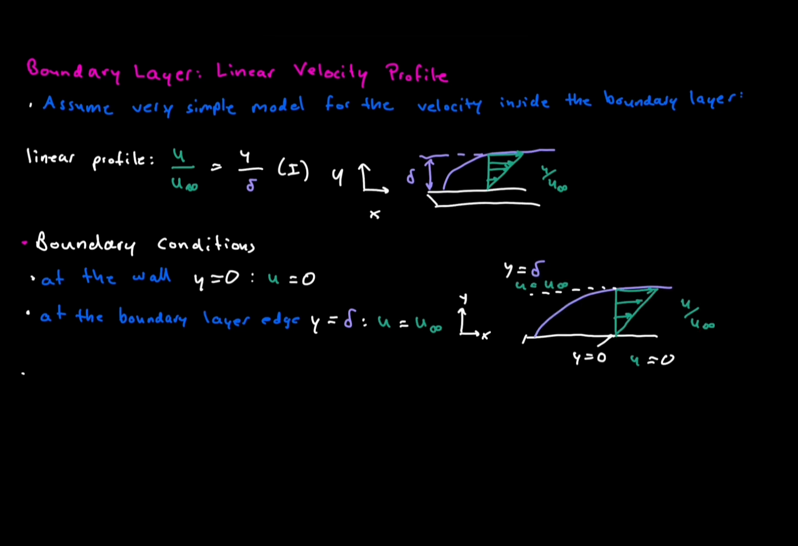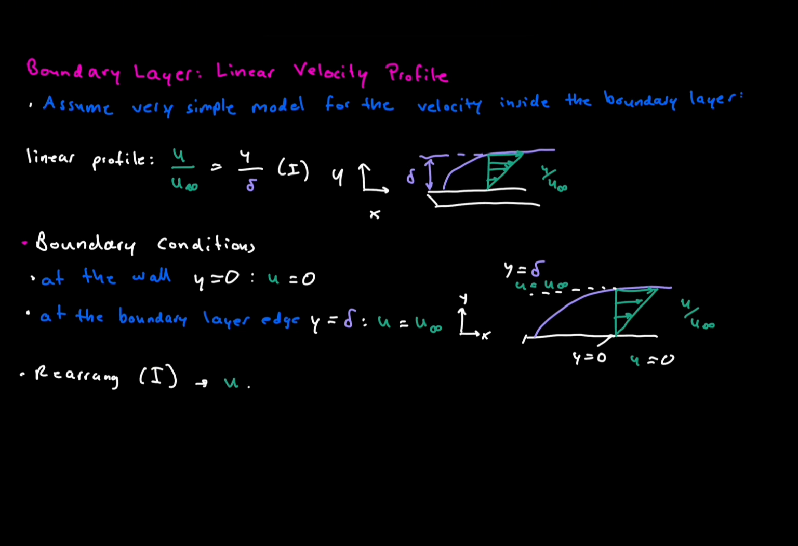Before using this model, let us check the boundary conditions. At the wall, y equals 0. Then the velocity becomes u equals 0. So the no-slip condition is satisfied. At the edge of the boundary layer, y equals delta. Then we get u equals u infinity. So the model also matches the free stream velocity. That is good. Even though this profile is simple, it satisfies the two most important physical conditions.